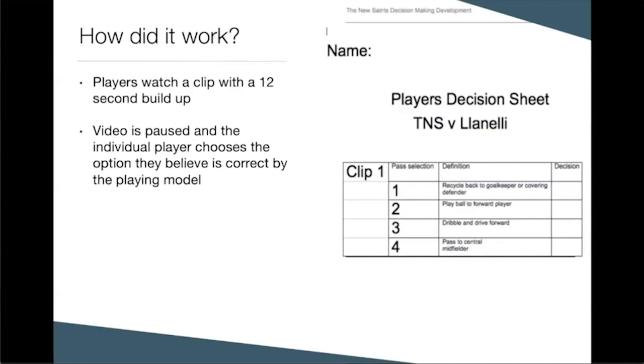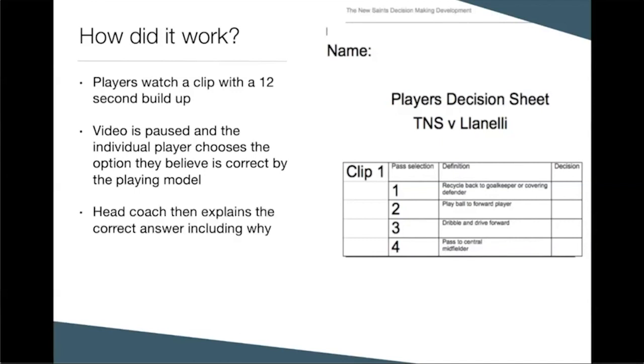When the player receives the ball, we would then pause the clip, and then it would be up to the individual player, and the whole team did this. We wanted to make sure that everyone was integrated and understanding across the whole team. So we pause the footage, then every single player would make a decision based on the clip they've just seen. They would pick one of the 4 and tick their decision on that box.